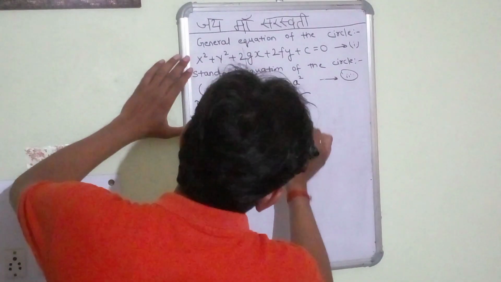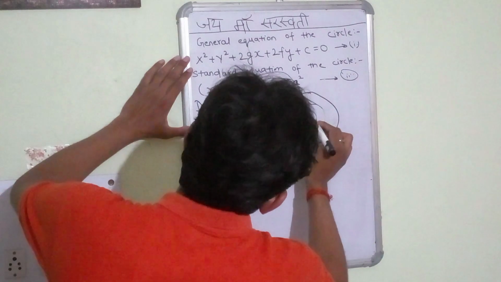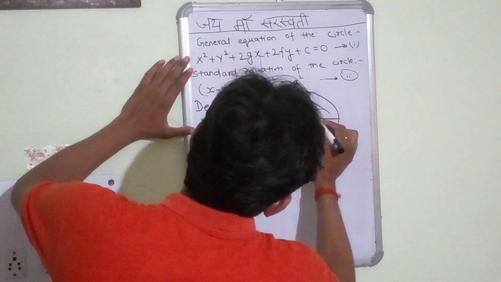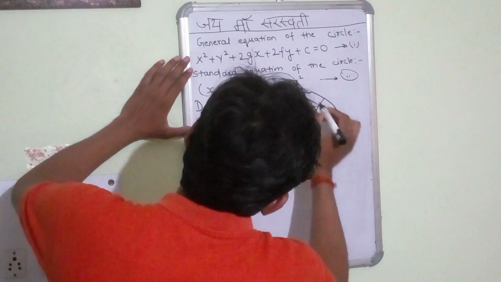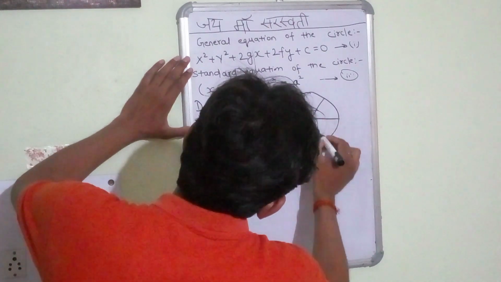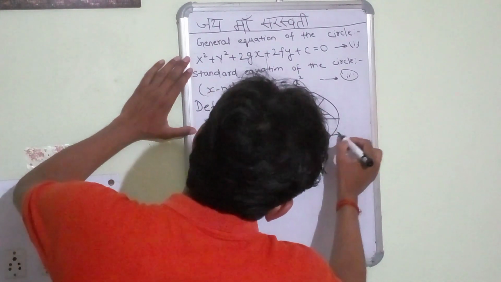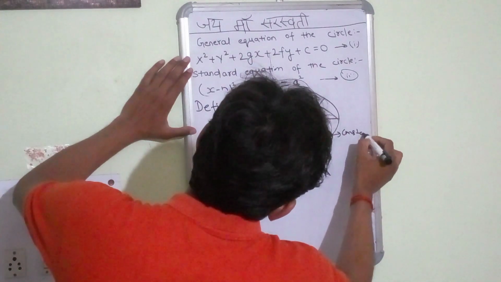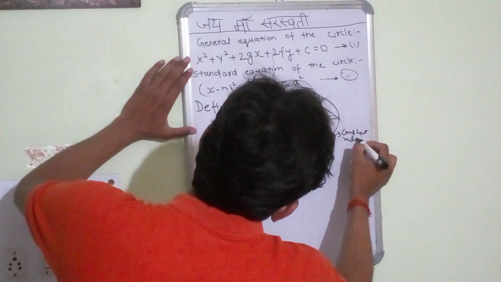So this is the path traced by a particular point in such a way that its distance from this point, or this point, or this point, anywhere you take, from the center point is always constant. That is the radius.